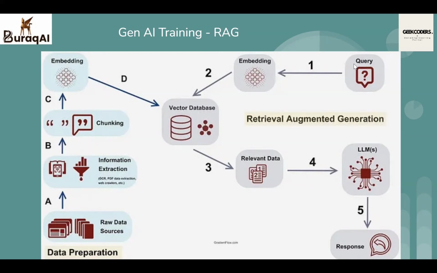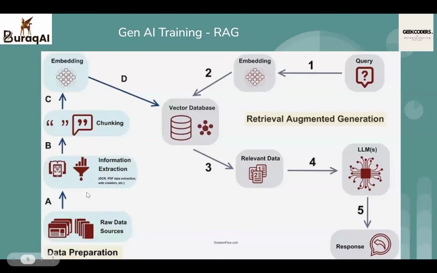Then when a user asks a query, it is converted into an embedding, and that embedding is compared with your data in the vector database. Whatever results you get, that subset of data is passed to the LLM. The LLM will have the question and the relevant results. It will go through both and then generate a proper response and give it to the user. So this is the very basic of a RAG application.